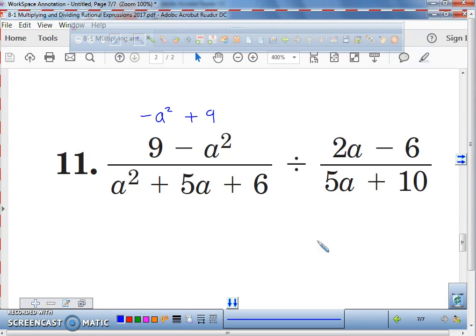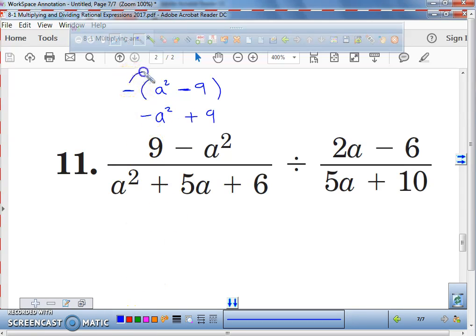The next thing we're going to do is we're actually going to factor out a negative sign. We're going to factor it out. I'm going to put a minus and open up a parentheses. And if I factor out a negative out of a negative a squared, I'm just left with an a squared. But if I factor out a negative out of a positive 9, that's actually going to make that a negative 9. Let me explain why.